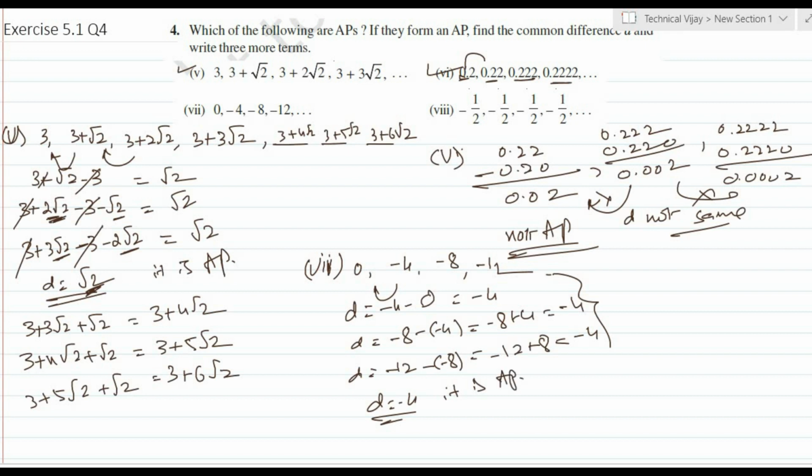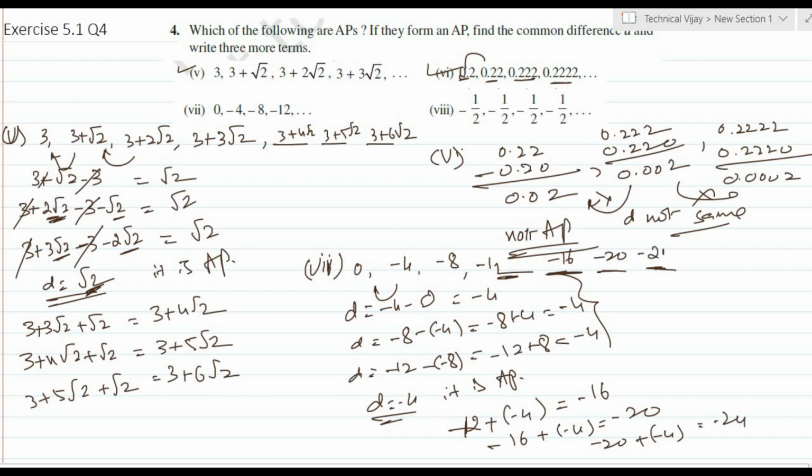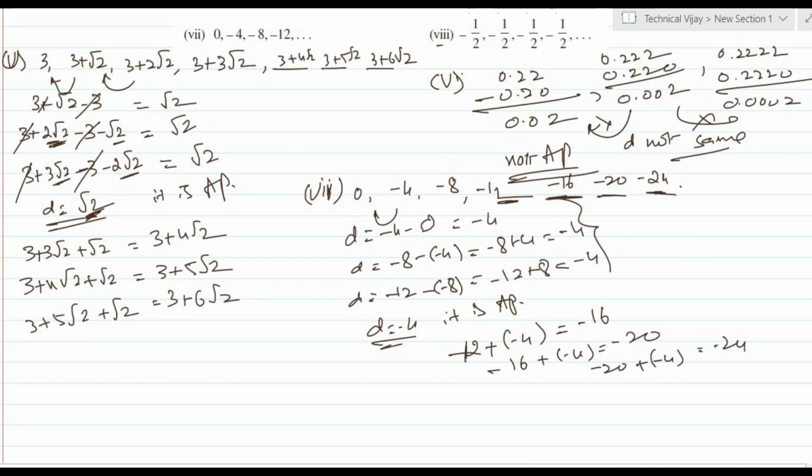And if it is AP, we have to find 3 terms: 1, 2, 3. So for this, what is the last term? Minus 12. Minus 12 plus of minus 4 is equal to minus 16. This is the next term. And minus 16 plus of minus 4 is equal to minus 20. And minus 20 plus of minus 4 is equal to minus 24. So minus 16, minus 20, minus 24. These are the terms. So now we will go for the eighth one.